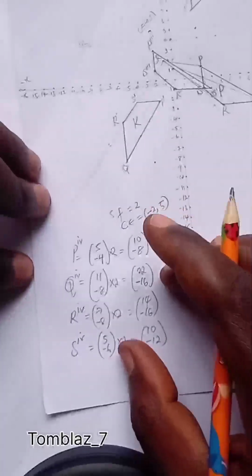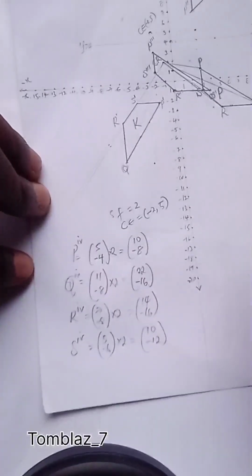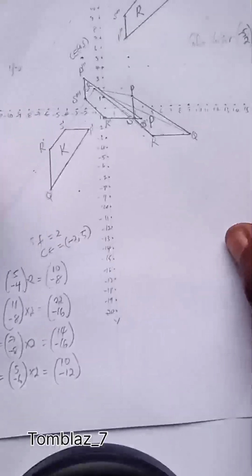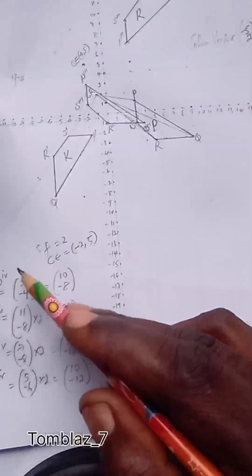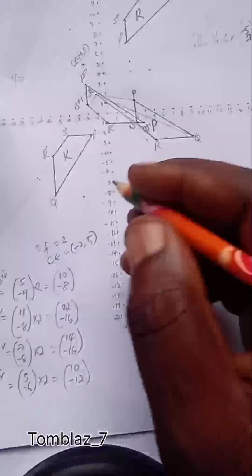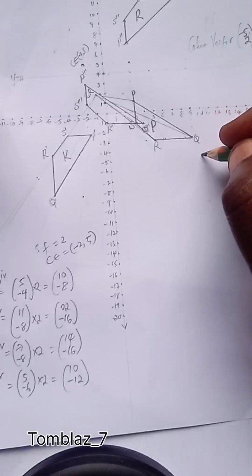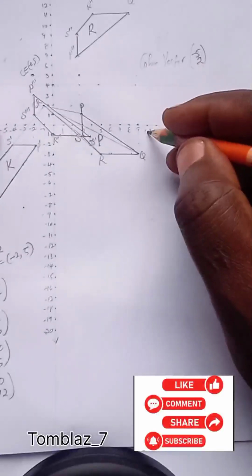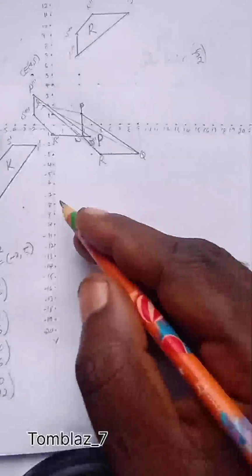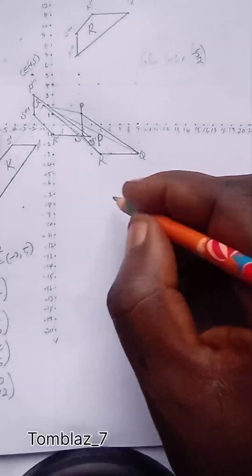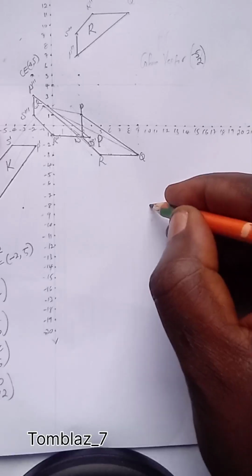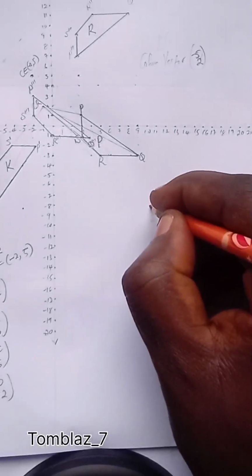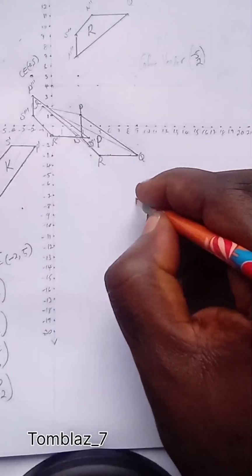Alright, so let's use these coordinates to draw the enlarged shape. The first point, which is for P, we have P IV, we have 10 and minus 8. So X is 10, Y is minus 8. So X is 10 here, and Y is minus 8. They will meet around this point here. So this is your P IV.